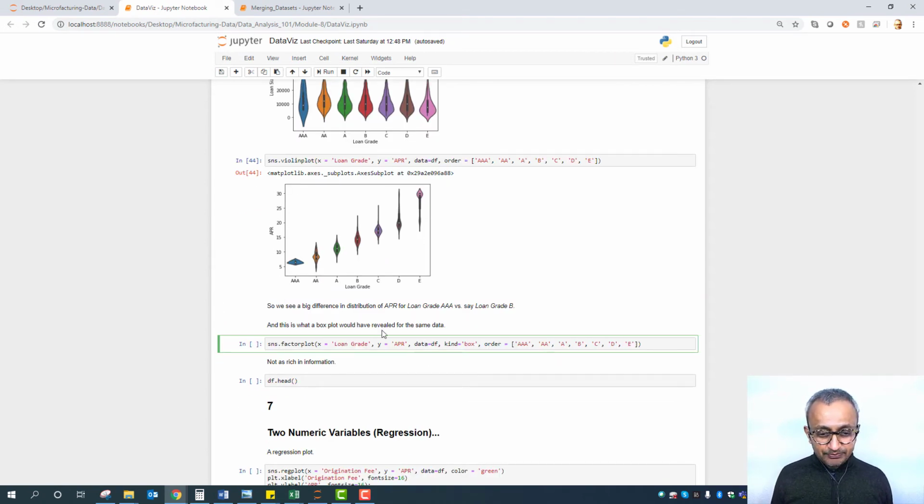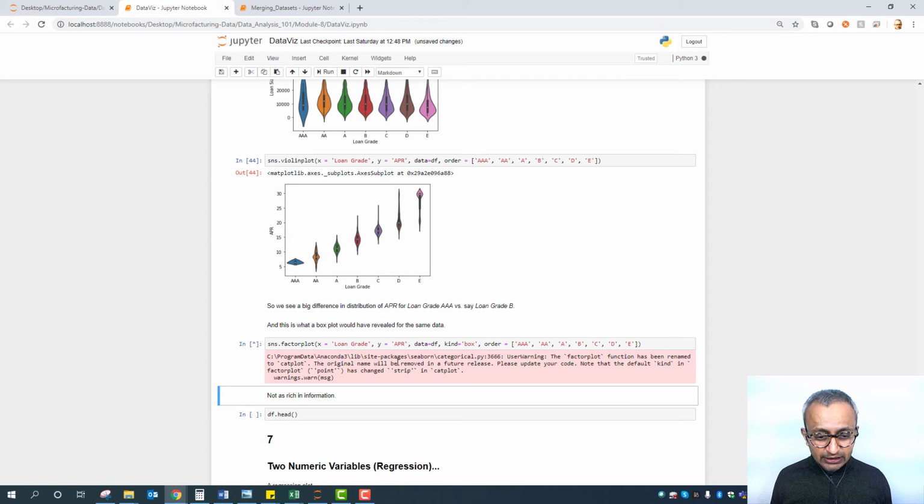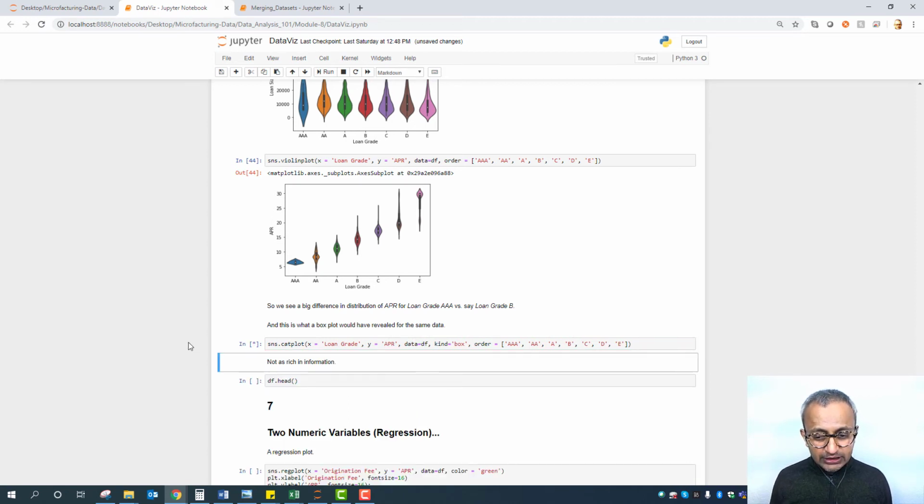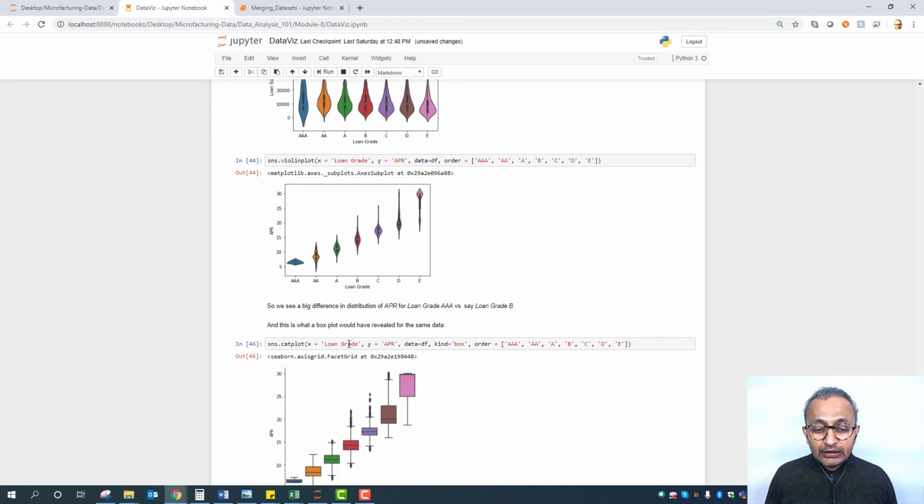Let's see. So this is a factor plot, which is a box plot. I think we have been talking about it. Okay, let's see. Warning signs. Okay, so I think it is telling you that factor plot is no longer available. So let's do a cat plot instead. So always do cat plot. They keep changing, they keep upgrading this package.